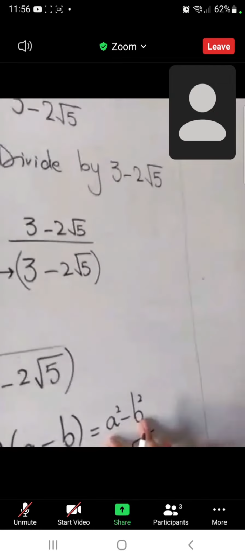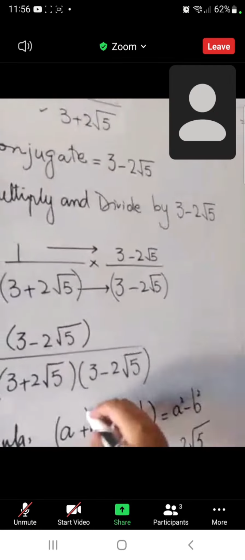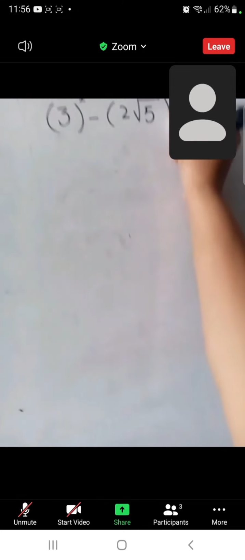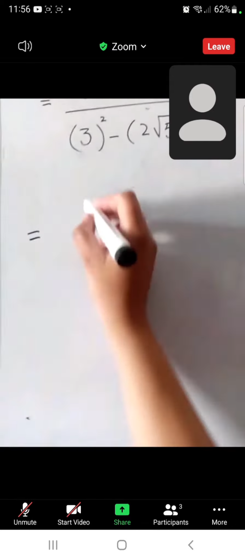We are just going to write down its closed form, a square. This form is given in the question; you are just going to close it, a square. So a square means the square of 3, minus b square, which means the square of 2 as well as of under root 5, and you will mark the square outside.